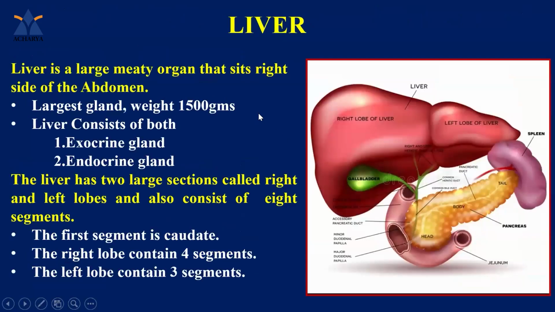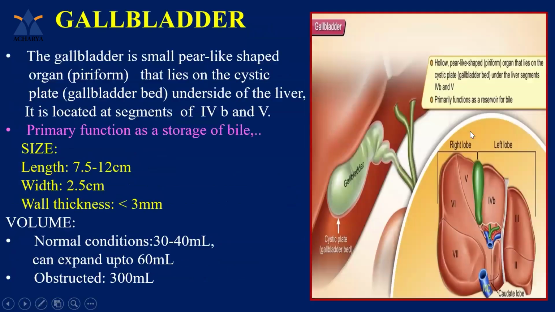Now let's move on to a little bit of liver anatomy. The liver is a large, meaty organ that sits on the right side of the abdomen. This large gland weighs around 1,500 grams. The liver consists of both exocrine gland and endocrine gland functions. The liver has two large sections called the right and left lobes, and also consists of 8 segments. The first segment is the caudate; the right lobe contains 4 segments and the left lobe contains 3 segments.